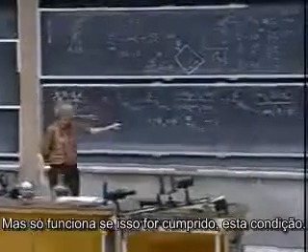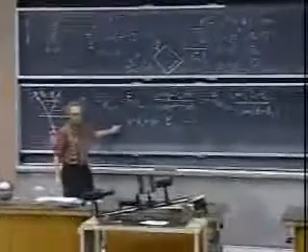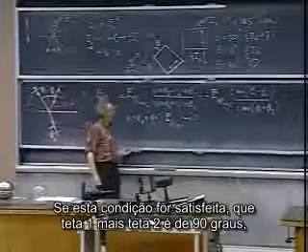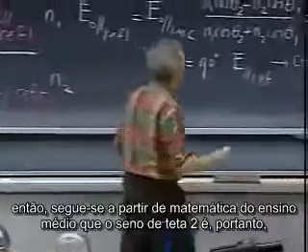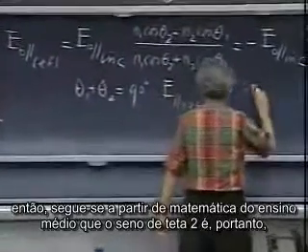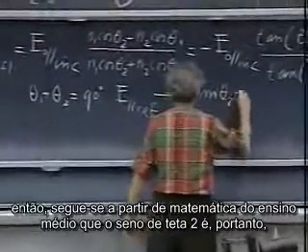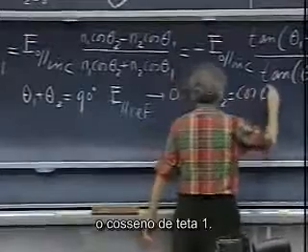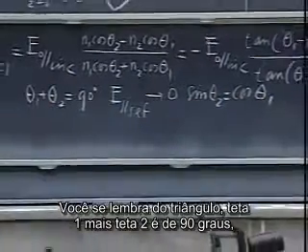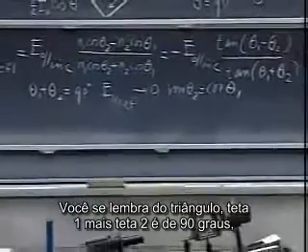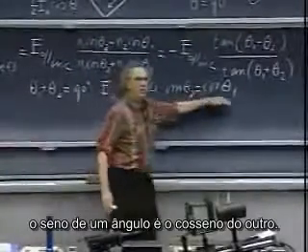But it only works if this condition is met. If this condition is met, that theta 1 plus theta 2 is 90 degrees, then it follows from high school maths that the sine of theta 2 is then the cosine of theta 1. That's immediately obvious, right? You remember the triangle. Theta 1 plus theta 2 is 90 degrees. The sine of one angle is the cosine of the other.